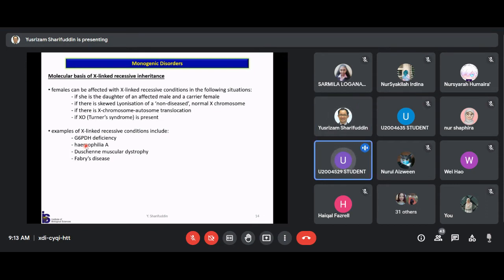The clotting factor 8. Sorry, the what? Come on. Blood clotting factor 8.